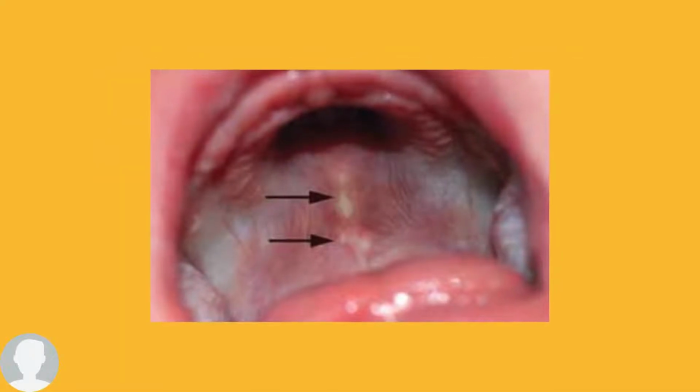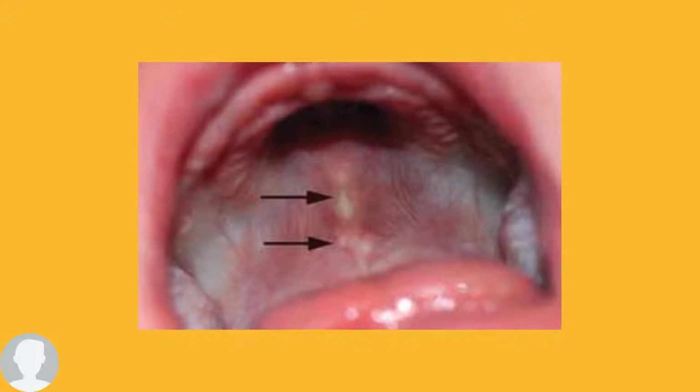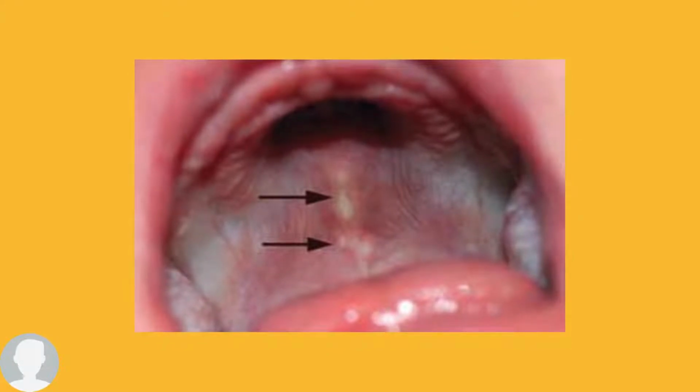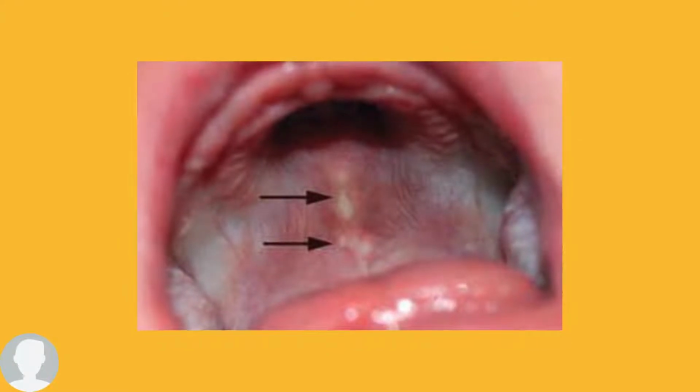What about this one? That's right. This is an Epstein pearl that is located at the junction between the hard and the soft palate, which is primarily at the mid-palatine raphe. Mid-palatine raphe.